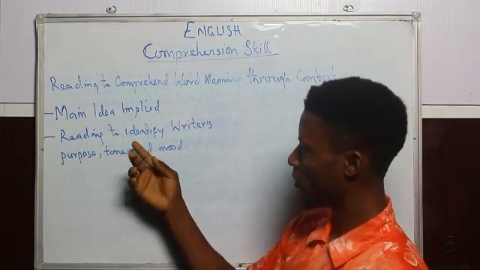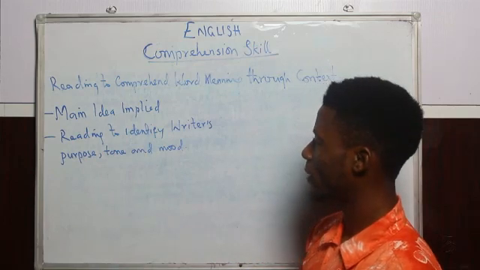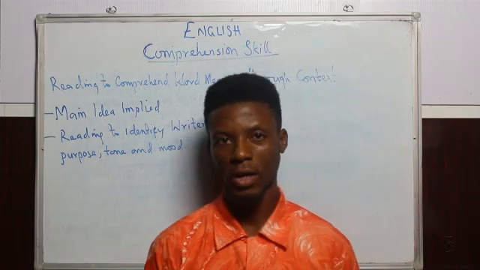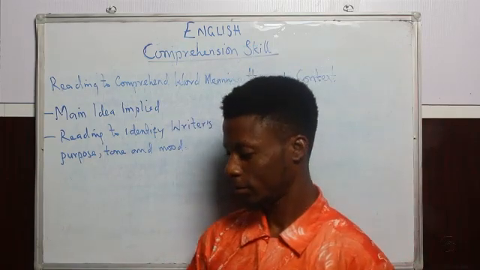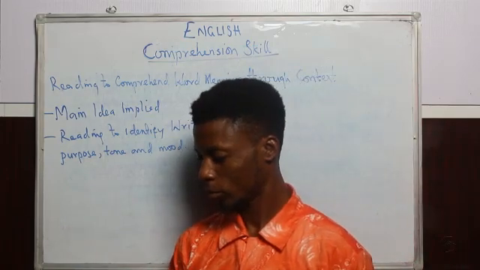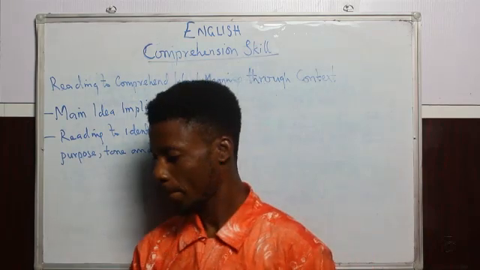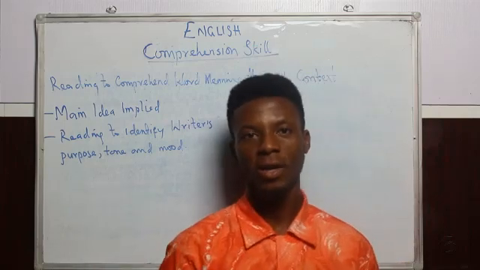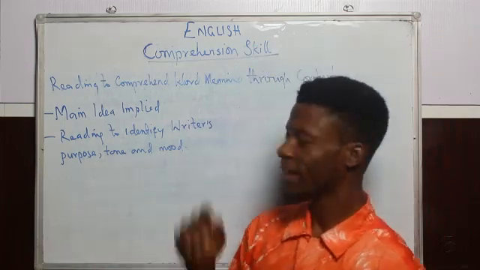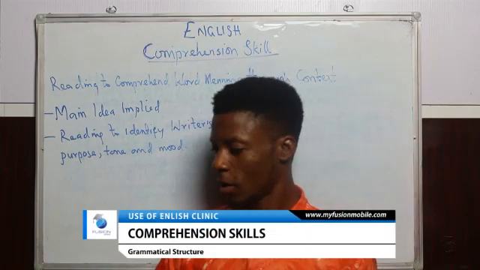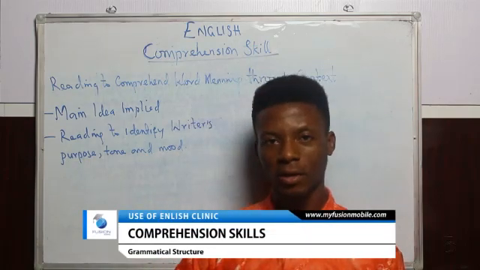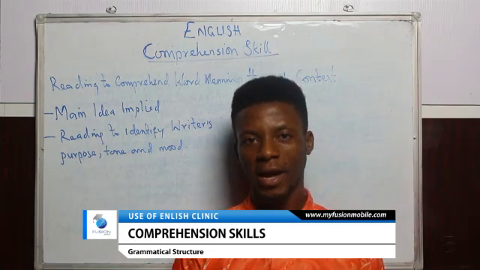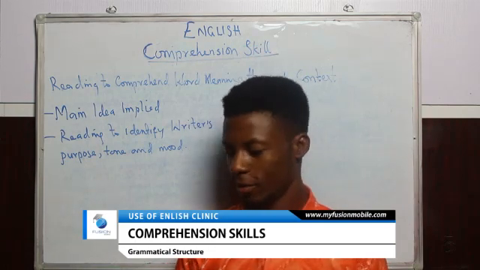Let us take a look at reading to identify the writer's purpose and tone, as well as the mood of the writer. Before we go on to the next one, let us quickly take another example on the main idea implied. I'll read another paragraph out to us, then we'll figure out what the main idea in the paragraph is together.